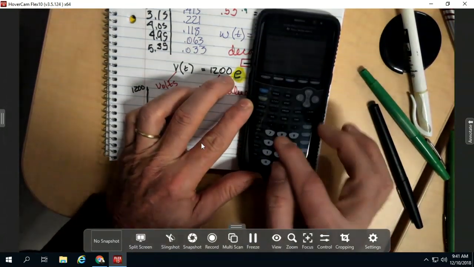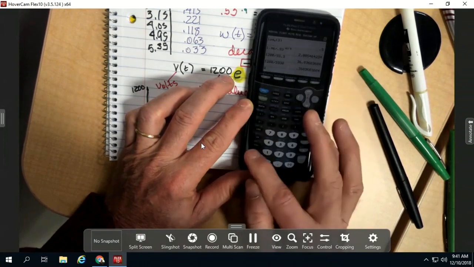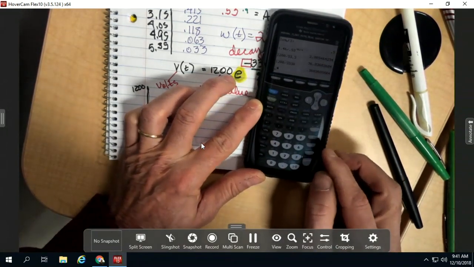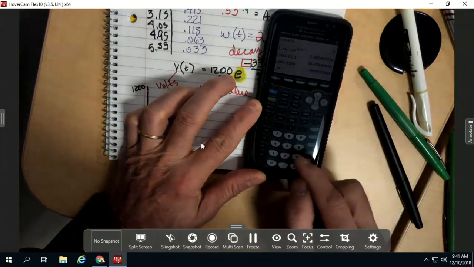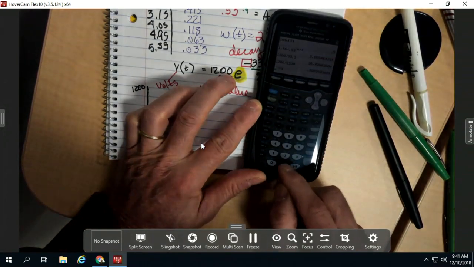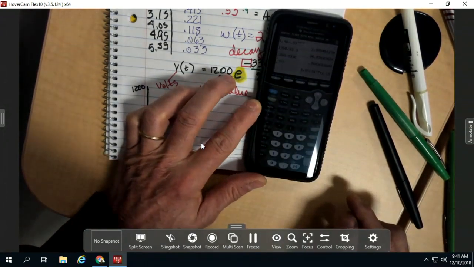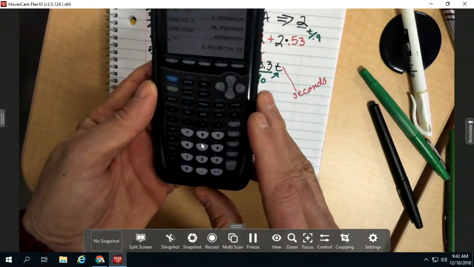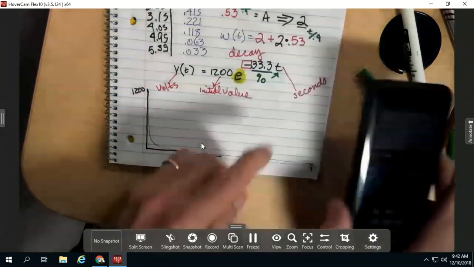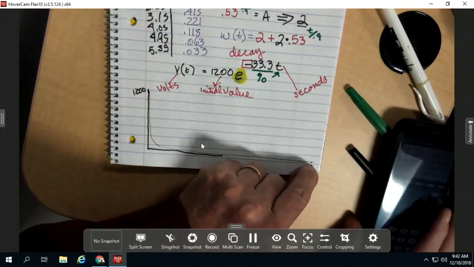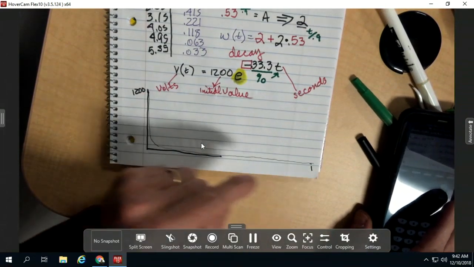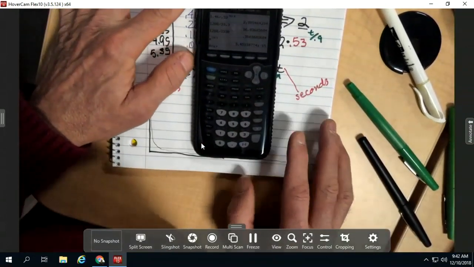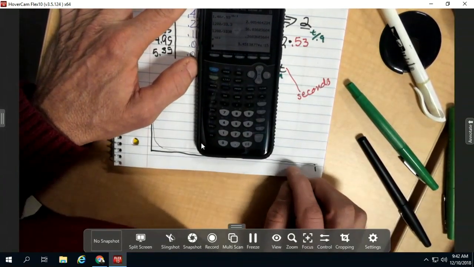Well, if you take e to the negative 33.3, you get 3.045 times 10 to the negative 15th. You get way too small an answer. That's this way over here. It's way too small an answer. Let's try 0.1 second.